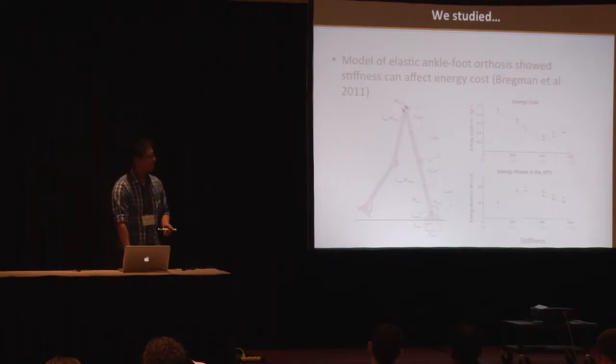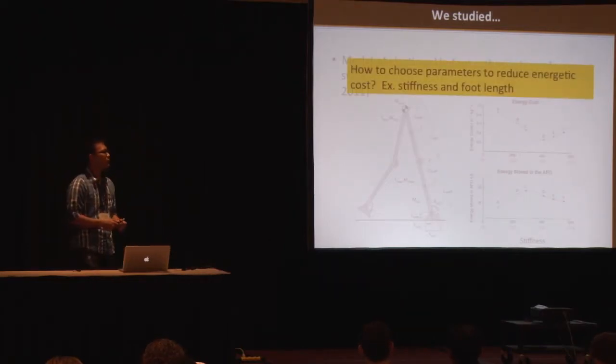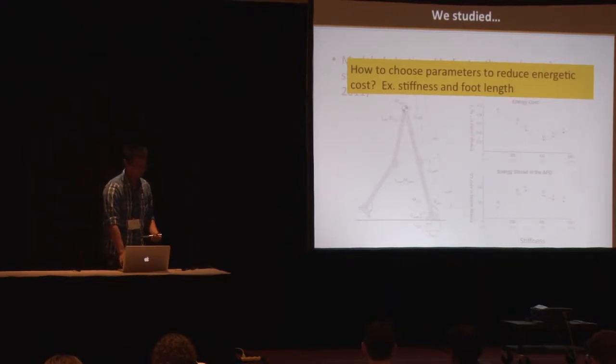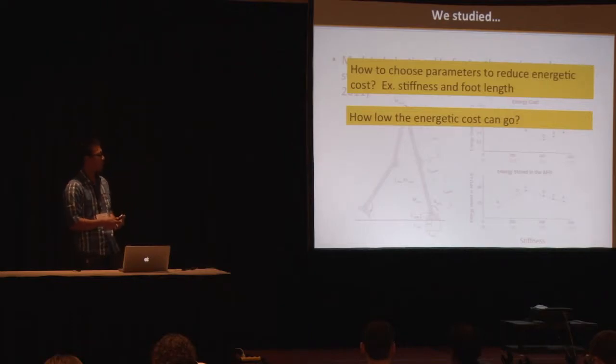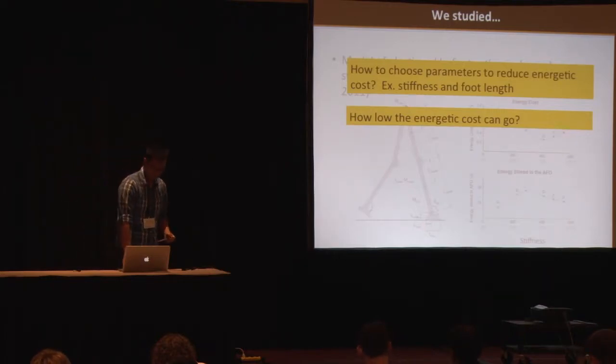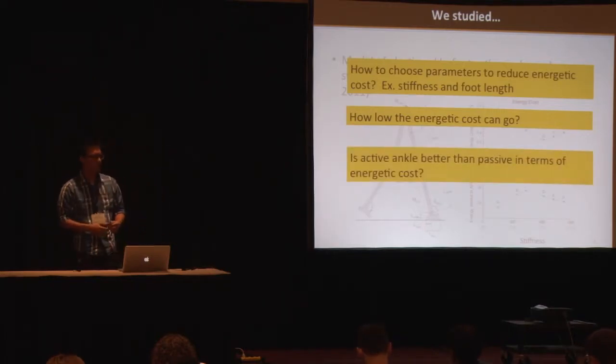So here's what we want to study. We want to know how to choose parameters to reduce the energy cost. If we change the stiffness and the foot length, how much energy cost can we reduce? And also, how low can the energy cost go? Can we walk free without any energy cost? And the answer is yes. And the last question we want to study is whether an active ankle is better than a passive one in terms of energetic cost.